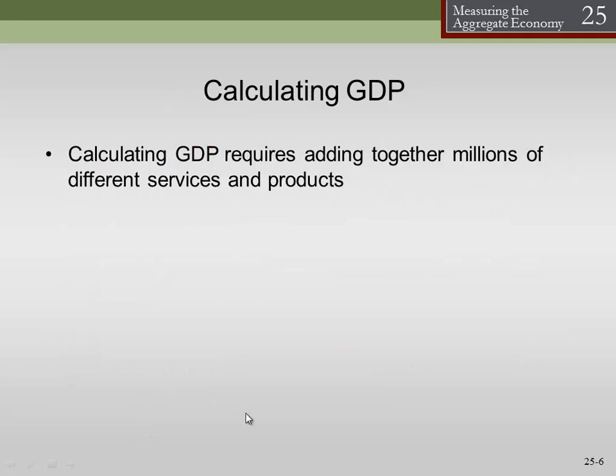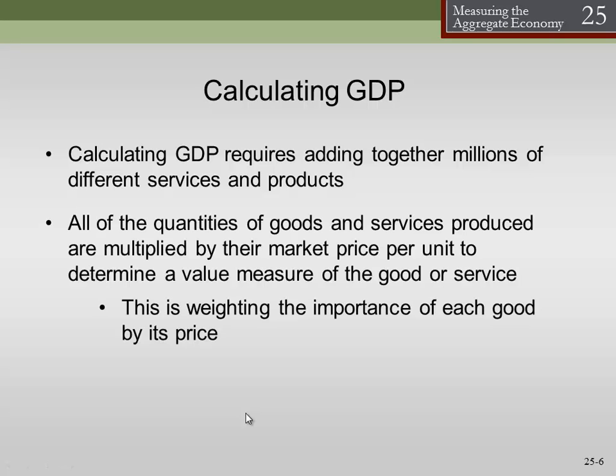So, calculating GDP requires adding together millions of different services and products. All of the quantities of goods and services produced are multiplied by their market price, which gives us the market value, to determine a value measure of the good and service, so that we can measure everything in terms of dollars, so that we have a standard unit of account. This is weighting the importance of each good by its price. Indeed, each unit of the good by its price. The sum of all these values is GDP.